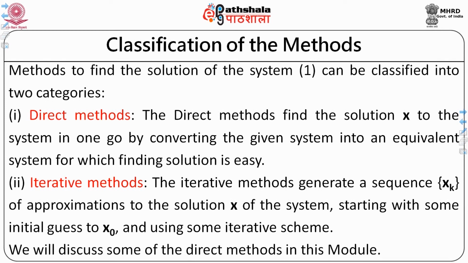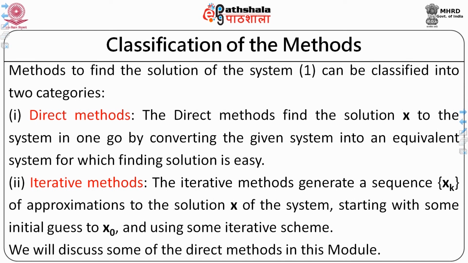The direct method finds a solution x bar to the system in one go by converting the given system into an equivalent system for which finding the solution is easy. So, what we do is we consider a system and then convert it into another system which is equivalent. So, the solution of both the systems will be identical, and then solving the easier system will give us the solution of this, and that is in one go, that is direct method.